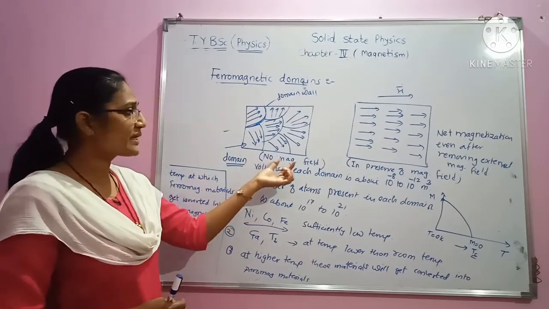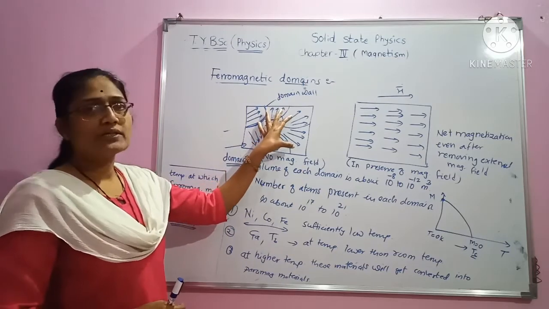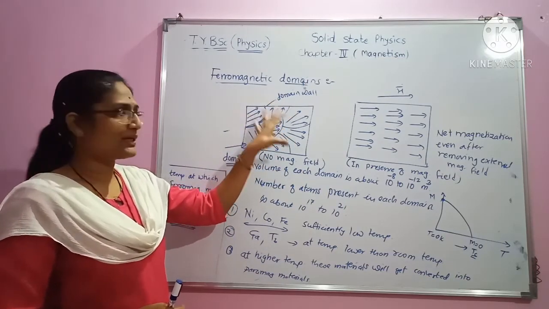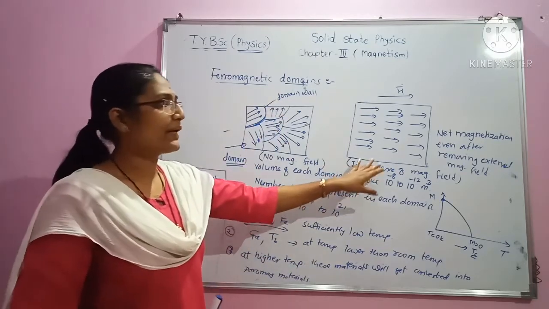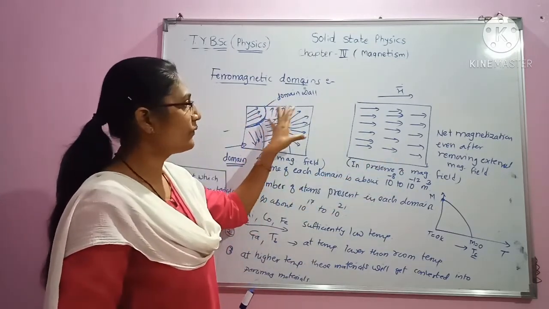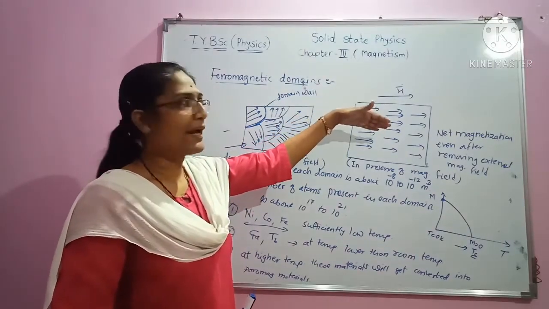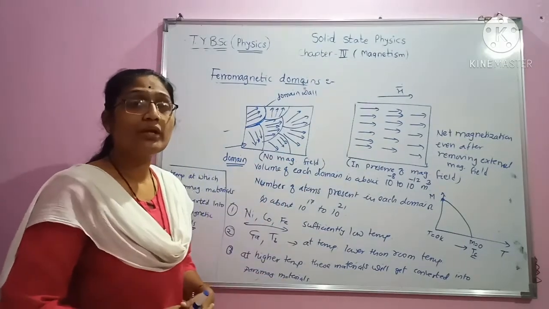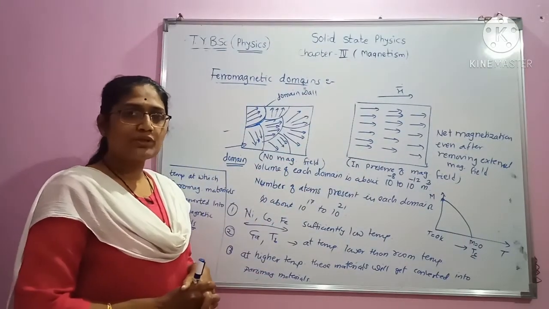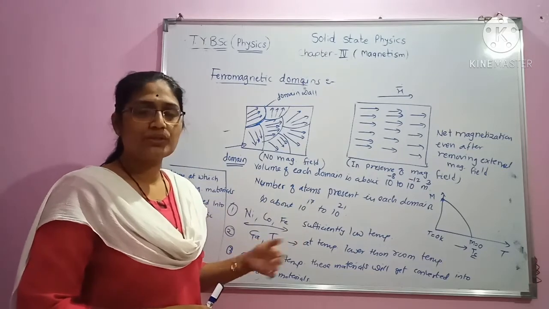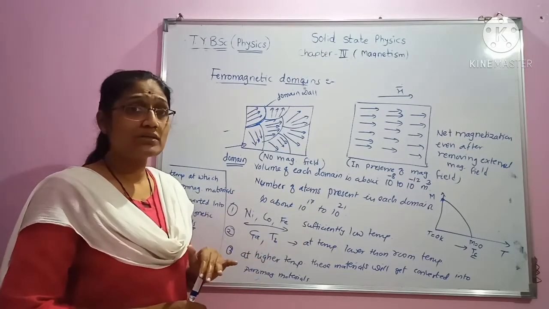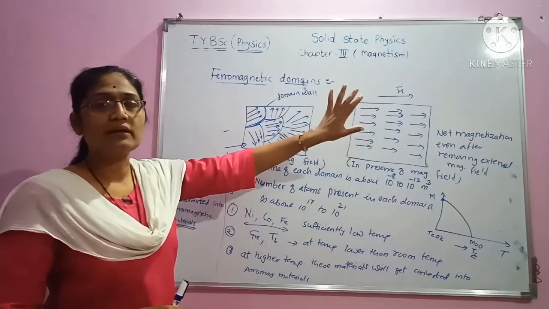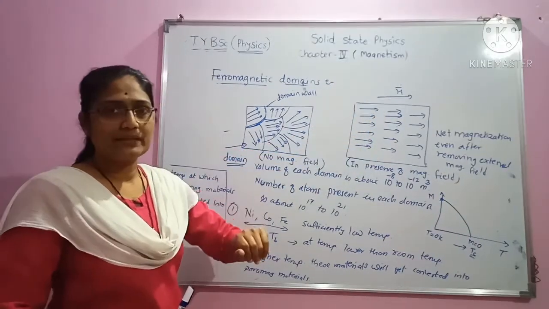In the absence of external magnetic field, these domains are randomly oriented. Therefore, net magnetization is very less. But in the presence of magnetic field, these domains will get aligned themselves in the direction of applied magnetic field, and hence the material is said to be magnetized. At a room temperature, the thermal agitations or the thermal vibrations are not sufficient to destroy this alignment, and hence they will persist their net magnetization.